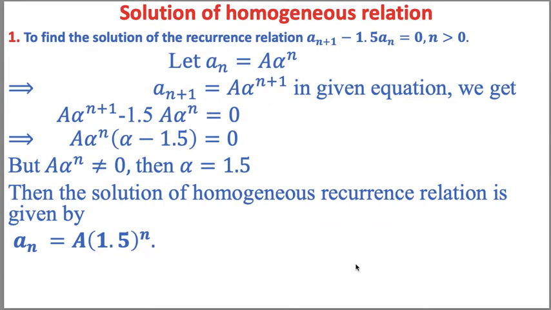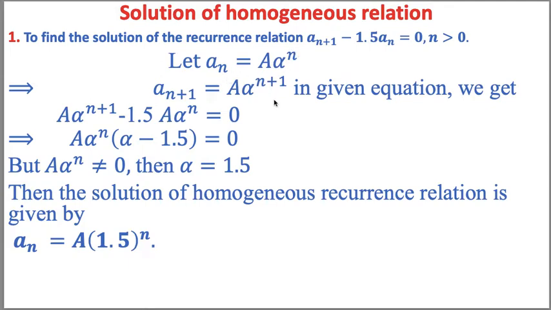Now some examples. First of all, we find the solution of the recurrence relation a(n+1) minus 1.5 an equal to 0, where n is greater than 0. So to solve this equation, we substitute, let an is equal to a alpha raised to power n. If we replace n by n plus 1 here, we get a(n+1) equal to a alpha raised to power n plus 1.